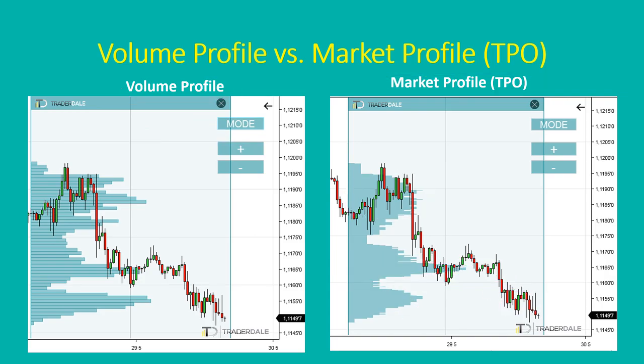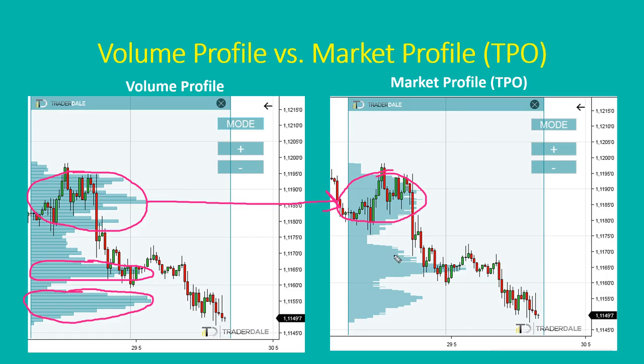The TPO calculation is never as precise as the volume calculation. You can compare the profiles, it's the same picture. As you can see, the volumes are heavy in this area, but the TPO is not as precise as the volume calculation. Also, if you, for example, compare this volume spike and this volume spike with this volume spike and this volume spike, you can see that actually this one is a little bit bigger than this one.